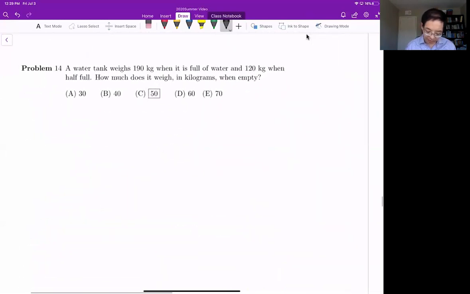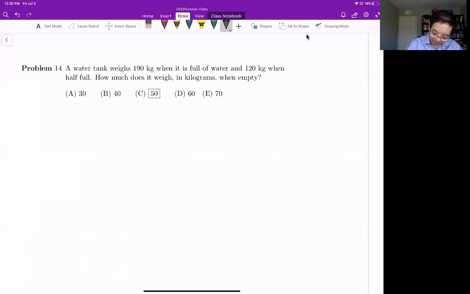All right, number 14. A tank weighs 190 kilograms when it's full of water, and if it's just half full, the total weight is 120 kilograms. We need to figure out the weight of the water tank when it's empty. Here the point is that when the tank has water, the weight consists of 2 parts: the water tank itself plus the water inside it.